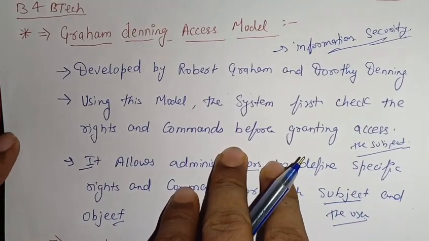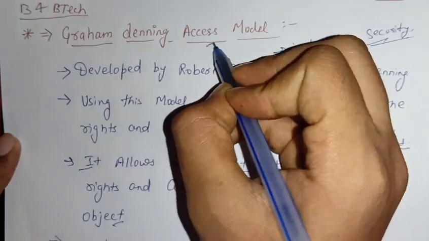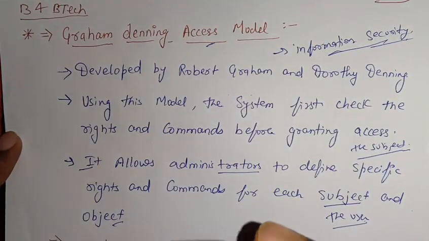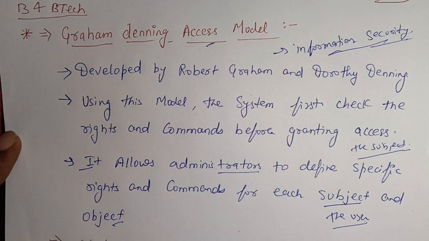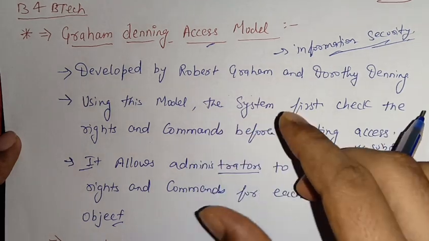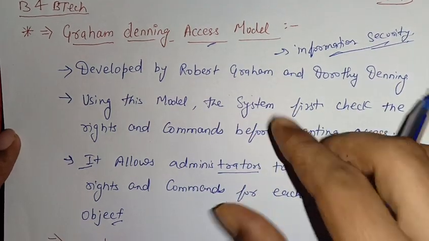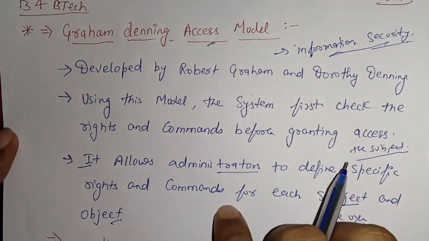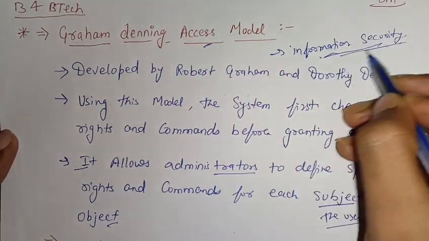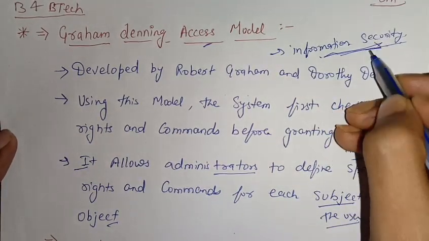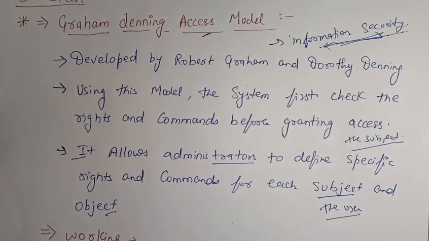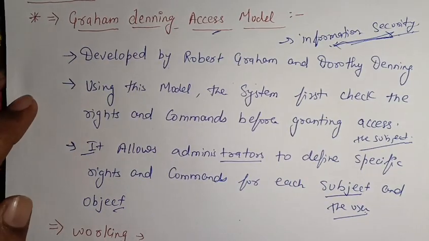So this is the Graham-Denning access model. It is just about access, who has the access to work on any system and how much access they have. That is how this model works. The basic purpose is information security, to secure the data and information of any organization. So this is about the Graham-Denning access model.